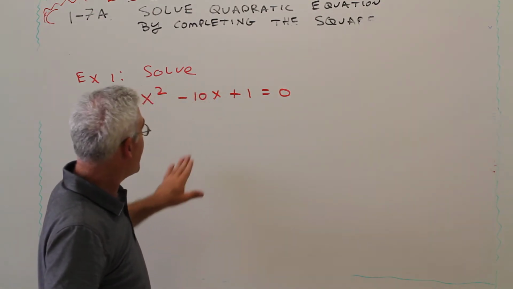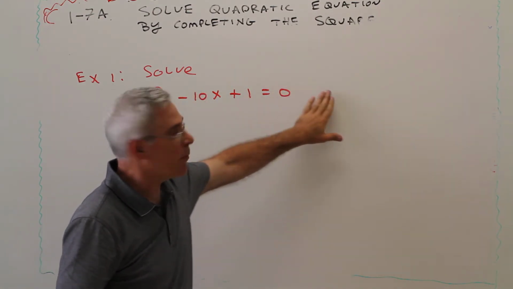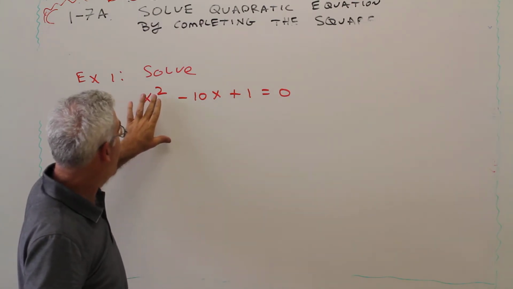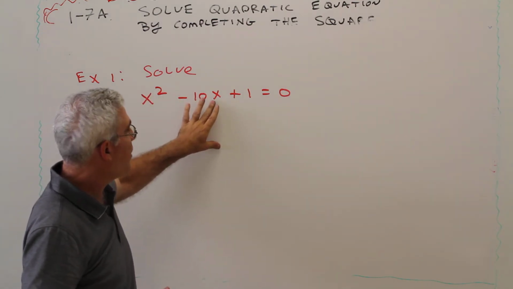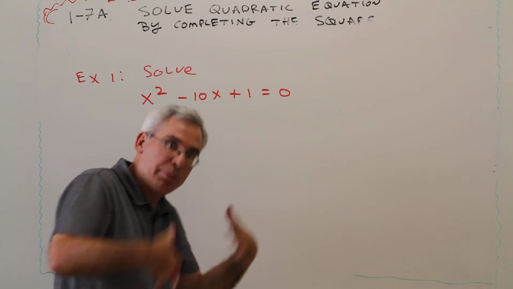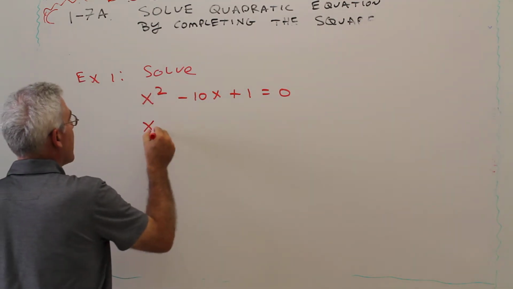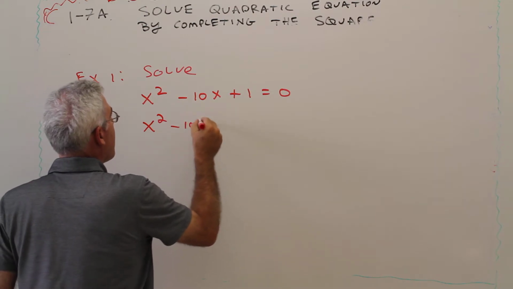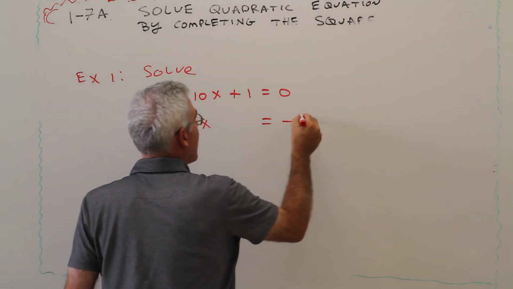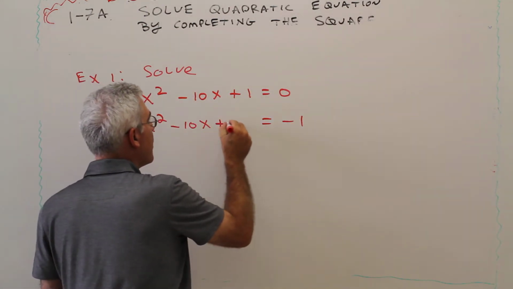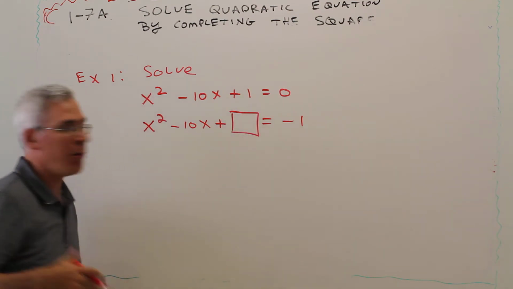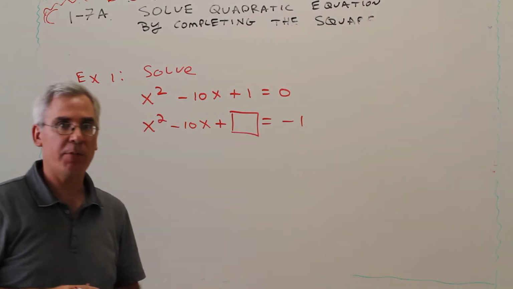Okay. The first thing I'm going to do is take this 1 and move it over there, just so I've got my x squared term and my x term. And then I can complete the square and take it home from there. So x squared minus 10x equals negative 1. I like to put a little box in there so I know that there's something to be added.